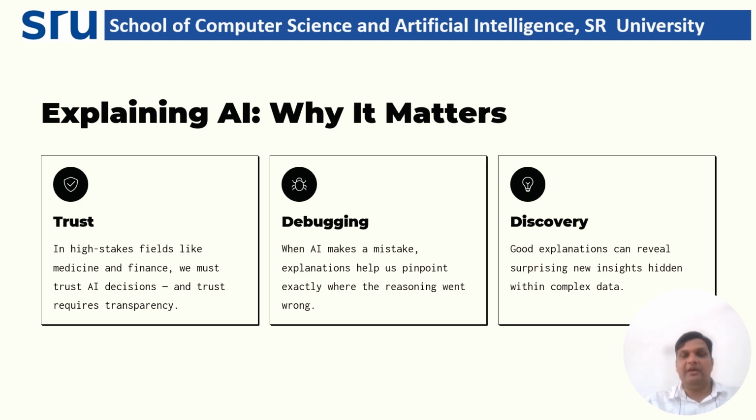Explaining AI: why it matters. Trust. In high stake fields like medicine and finance, we must trust AI decisions, and trust requires transparency. Debugging. When AI makes a mistake, explanation helps us pinpoint exactly where the reasoning went wrong. Discovery. Good explanation can reveal surprising new insights hidden within complex data.